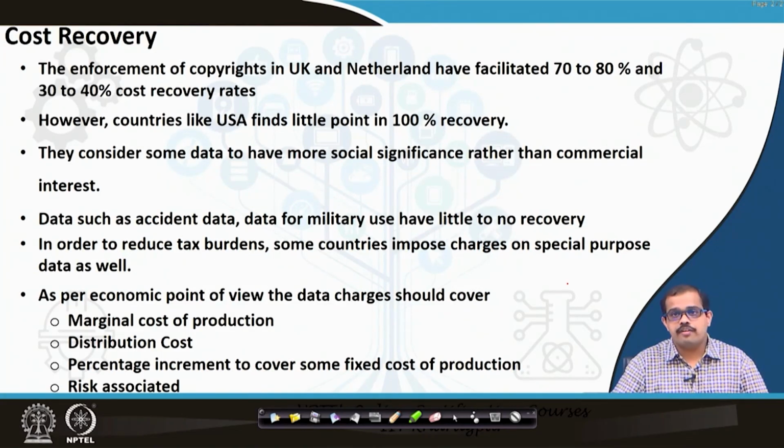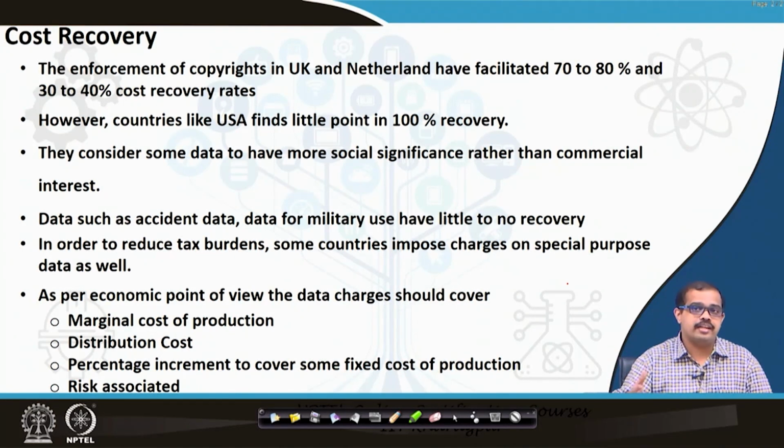Then there are different cost recovery methods when you are looking at enforcement of copyrights in the United Kingdom and Netherlands. They facilitate 70 to 80% and 30 to 40% cost recovery rates in those countries. However, if you look at the USA, the cost recovery rate for any data is 100%. Whatever data is produced by different agencies is 100% consumed. So they do not have any loss, but when you look at the Indian scenario, as per certain reports, we have a marginal cost recovery of about 68%.